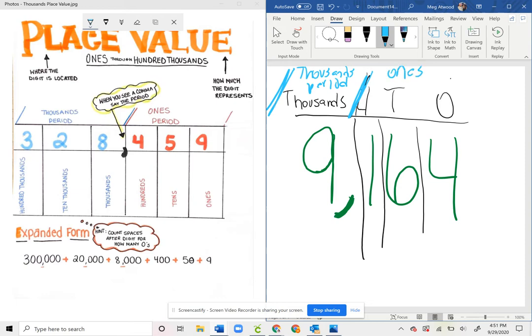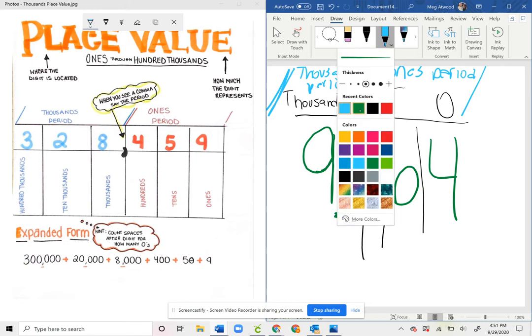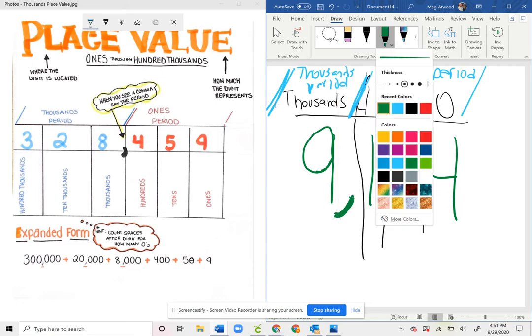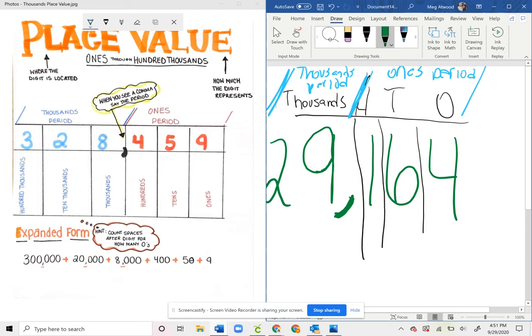Okay, so how am I going to say this? 9,164. Whew, that's a big number, but we're going to practice saying even bigger numbers. What if I told you that this number was now... how would you say if I decided to cover up and told you to only look at these two numbers? How would you say that?